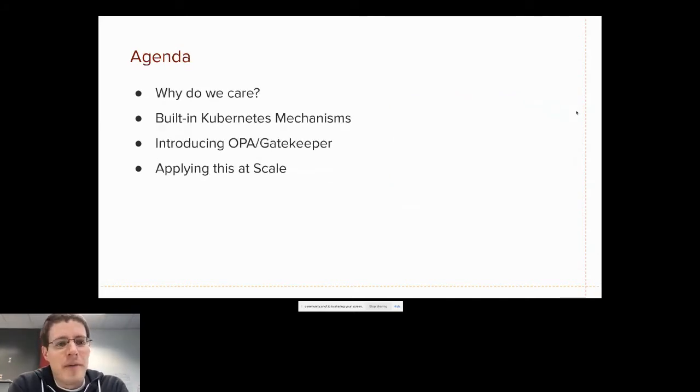All right, enough about me. So here's what we're going to talk about. Why do we care about Gatekeeper and OPA? Why did we get interested in that? We're going to talk about some of the built-in Kubernetes mechanisms, where they fall short, and how Gatekeeper and OPA fill that gap. And then finally, we're going to talk about how we're applying it at scale here at Virginia Tech for our platform, which I'll talk about here in just a second.